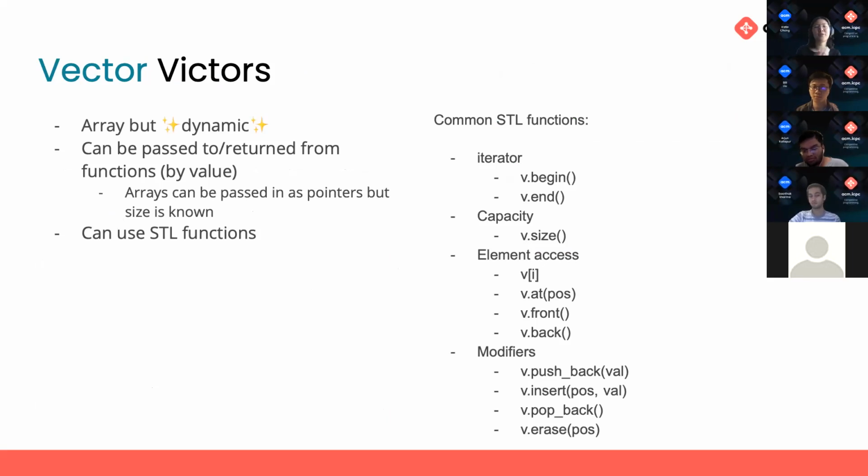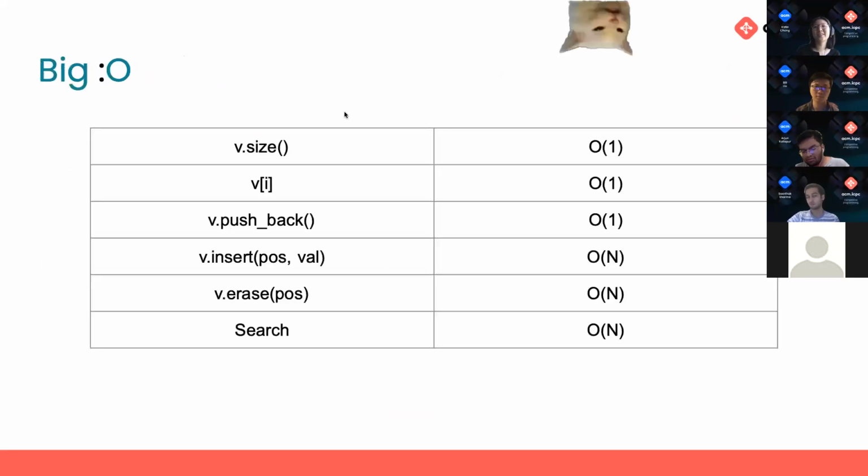And for vectors, you can use STL functions like begin and end and size. And then you can access it at the front, back, and all that. You have all these cool functions that make your life easier. So this is the big O for vectors. As you can see, they're pretty much the same as arrays.